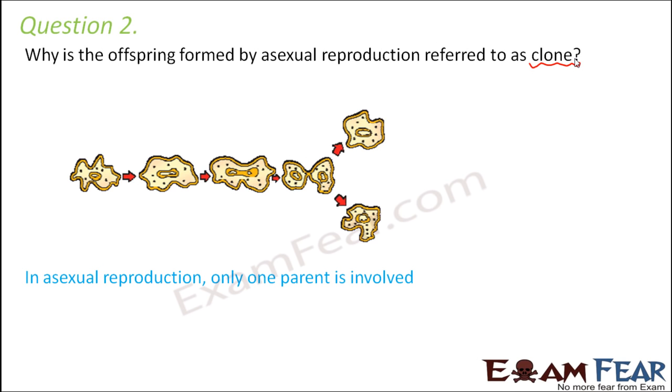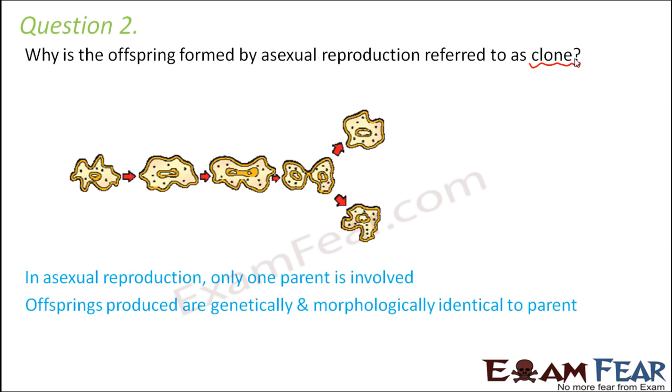So in asexual reproduction, only one parent is involved. So that is one thing. Now, since one parent is involved, it becomes very easy to copy the DNA and produce an exact replica. So, the offspring produced are genetically and morphologically identical to the parents, and that is why they are called clone.